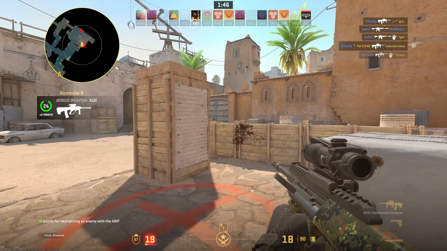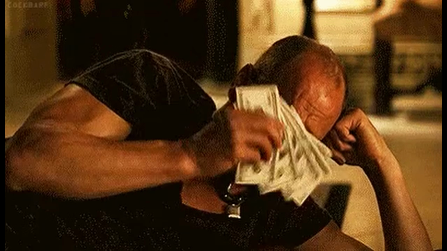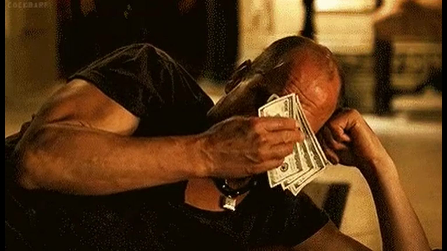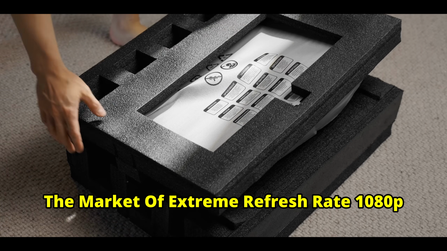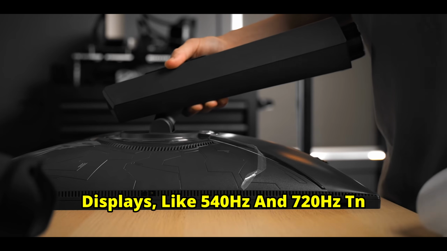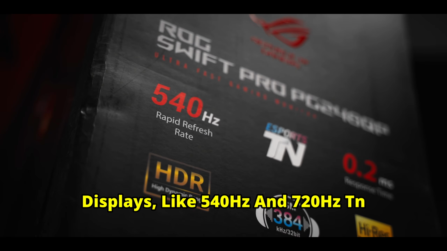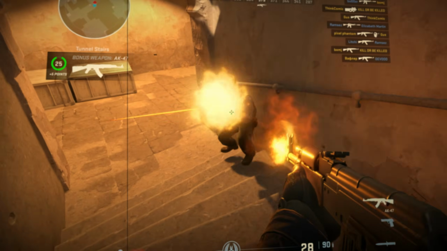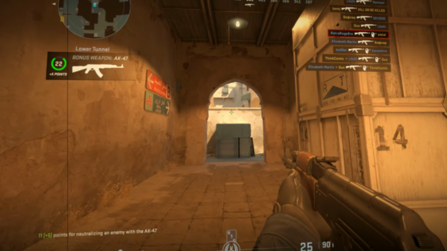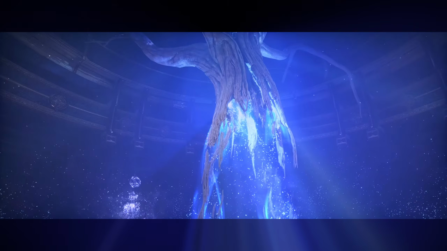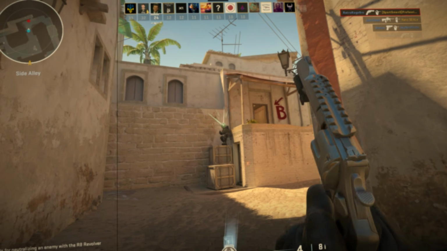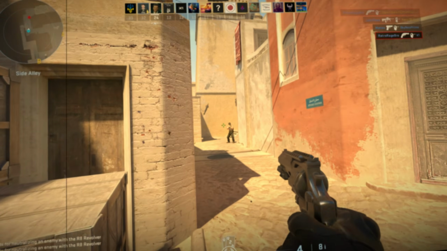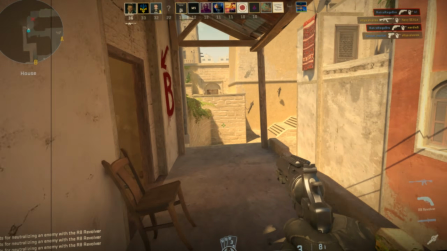And of course, there's the opposite case. The gamers that can spend more and they want to spend more to gain competitive advantage. For those people, there is a completely different market, the market of extreme refresh rate displays, like 540Hz and 720Hz TN displays from the likes of BenQ. These monitors focus on maximum motion clarity, and honestly, I wish I could see what it looks like. But I also vastly prefer higher resolution and ultrawide aspect ratio for absolute immersion. But if you love clicking heads in CS2 and Valorant, then these 1080p gaming beasts are a great pick.